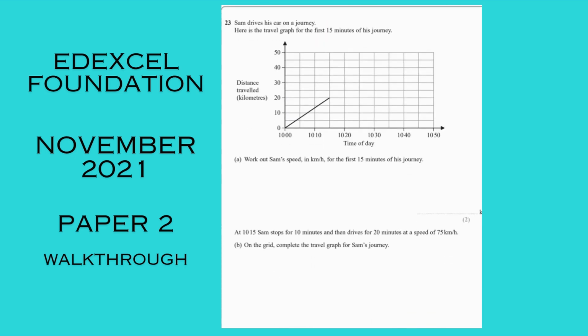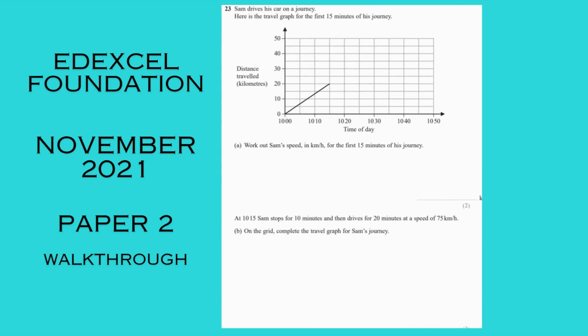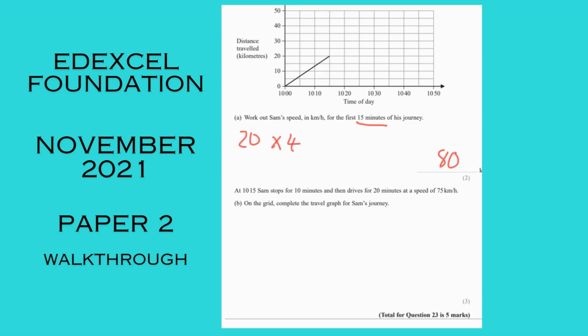Number 23. Work out Sam's speed in the first 15 minutes. So as we know, to go from 15 minutes to an hour, that's times by 4. So if he's travelled 20 kilometres in a quarter of an hour, he's travelling at 80 kilometres per hour.